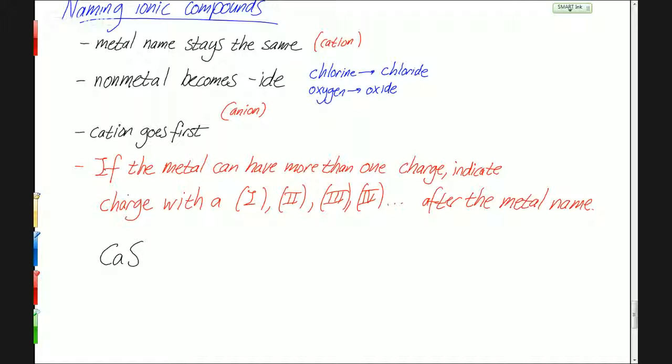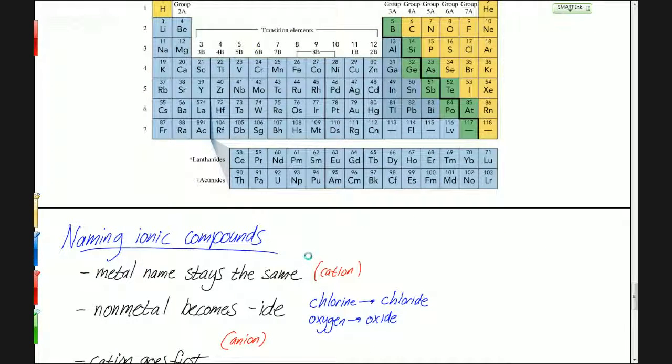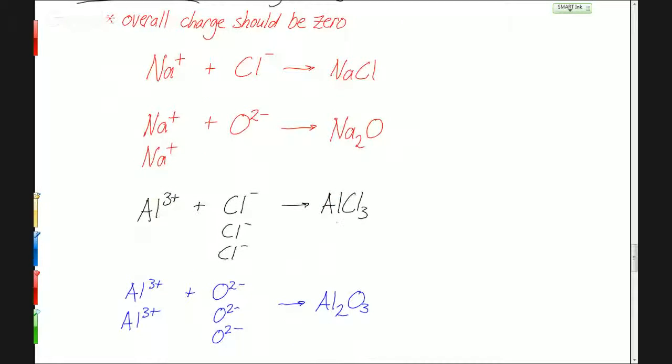And if you didn't know the S was sulfur, that's fine. You could look that up on the periodic table. So that would become sulfide. So CaS is calcium sulfide. So let's go back up to the examples that we just did and name these. We got sodium chloride. What would you call this next one?